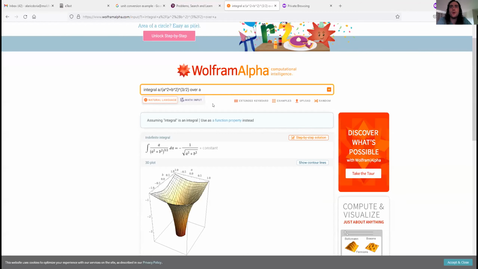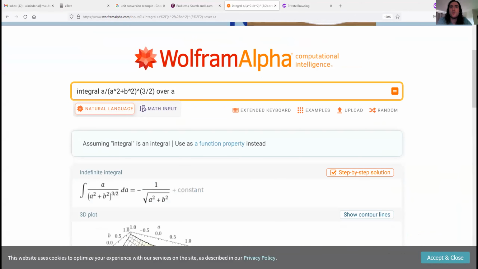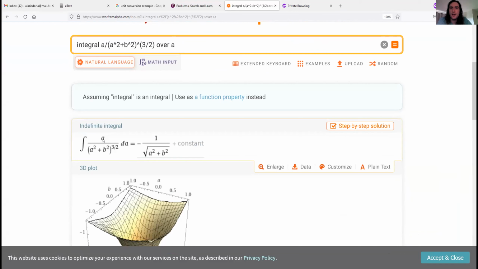Sharing the screen. Here's the Wolfram input here. So the integral is a over a squared plus b squared to the 3/2 power. And we're integrating over a, and so here it gives for the answer minus 1 over the square root of a squared plus b squared, which is what you would expect from doing a simple u substitution. So once you have this answer here, replace the b squared with an x squared, and then multiply this answer by all of your constants, and you should be good to go.